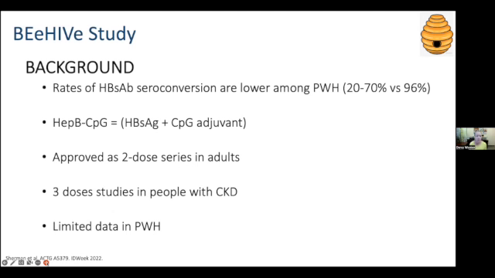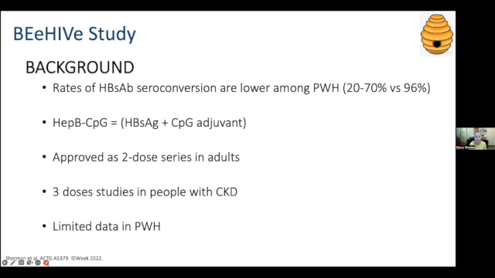So most people are probably familiar with the hepatitis B CpG vaccine. Heplisav-B is the brand name. It's been around for a couple of years now, maybe not that long, maybe a year and a half, 2 years. And this vaccine is a newer vaccine that contains recombinant surface antigen that's connected to a CpG adjuvant, which is an agonist for toll-like receptor 9.